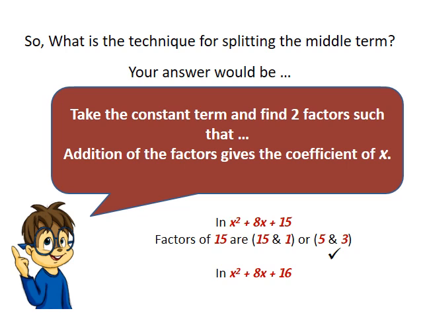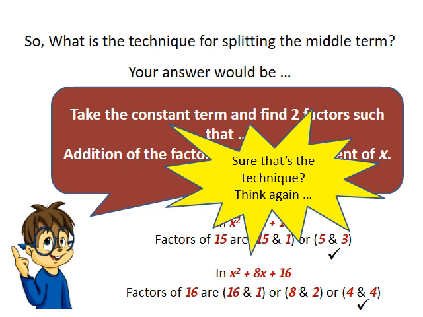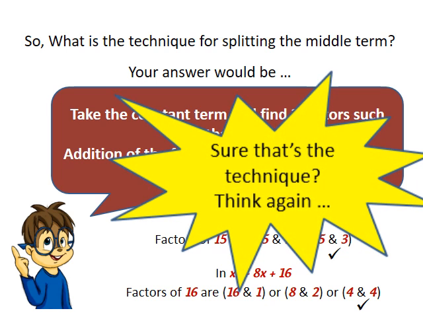And in the second example, what are the factors of 16? 16 and 1, or 8 and 2, or 4 and 4. And which set do we choose? We would choose 4 and 4, because 4 plus 4 gives us 8. So you see that this is the technique that we should use for the split. Let us see.